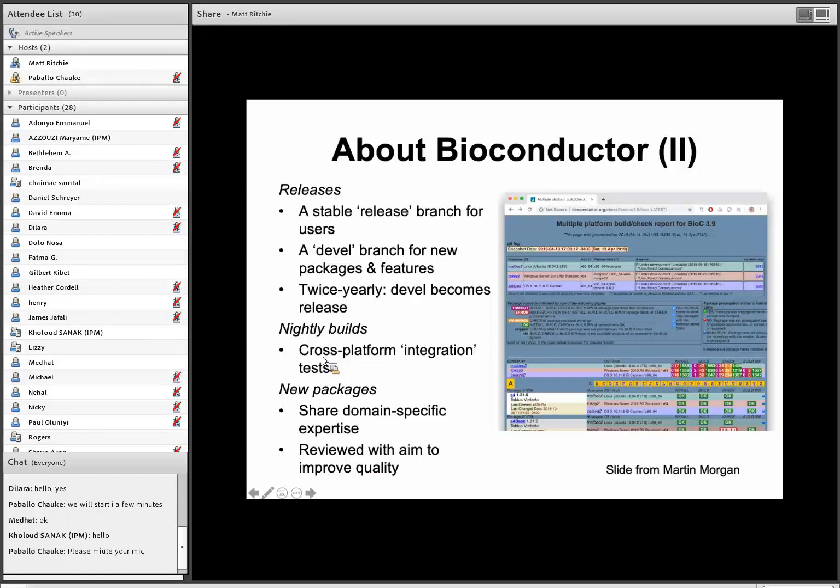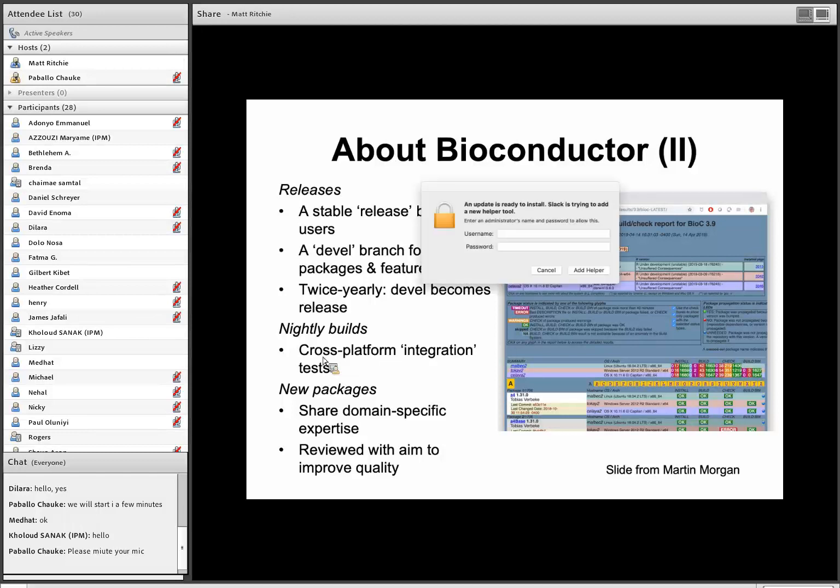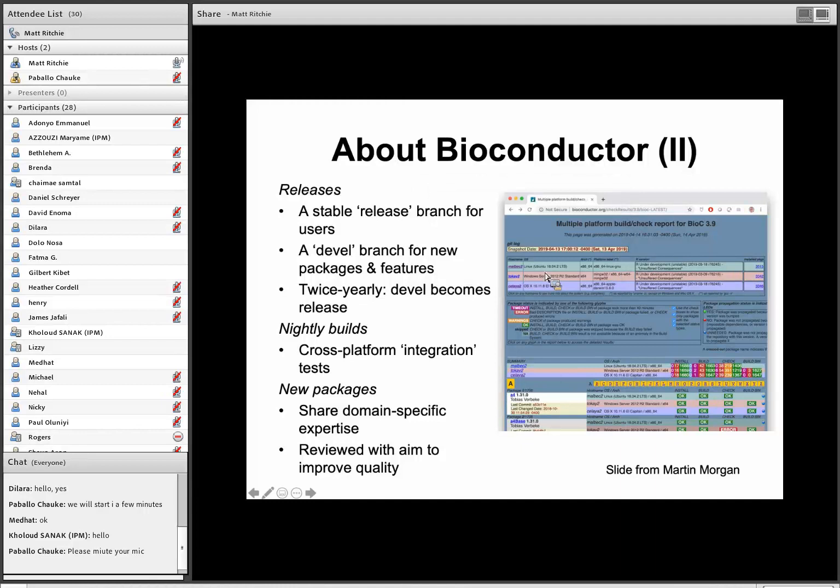Another thing that adds stability to the software and a little bit of extra quality, extra seal of approval to it is that all the software is built across multiple different operating systems so that you can know it works on Windows, on Mac, and on Unix. And new packages also undergo review, so code review to try and make sure that they're well documented, that they adhere to good standards and are likely to be reusable by others.